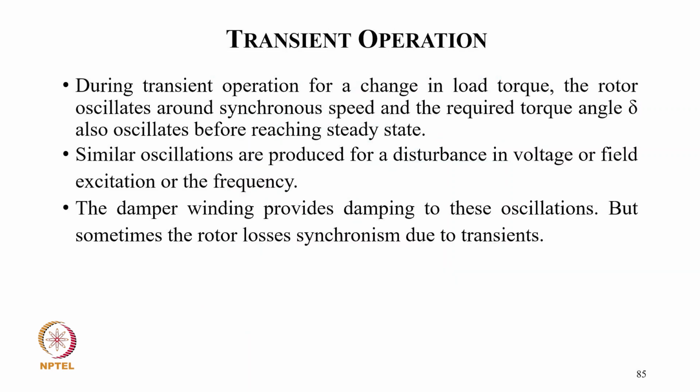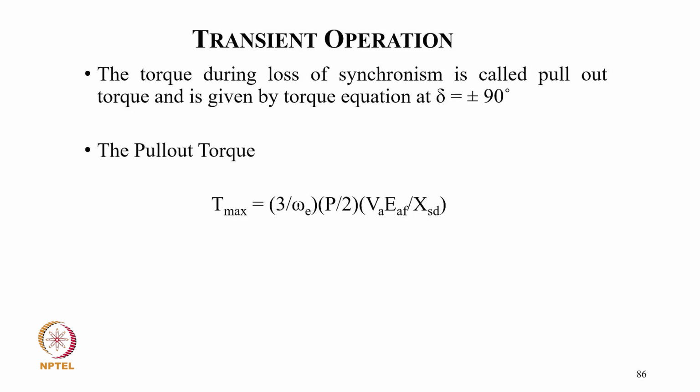So coming to transient operation. During transient operation, on a change in load torque, the rotor oscillates around the synchronous speed and the required torque angle delta also oscillates before reaching steady state. Similar oscillations are produced for a disturbance in voltage, field excitation or the frequency. The damper winding provides the damping to these oscillations. For some time the rotor loses synchronism during the transients.